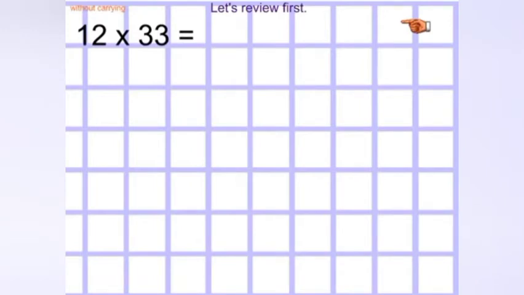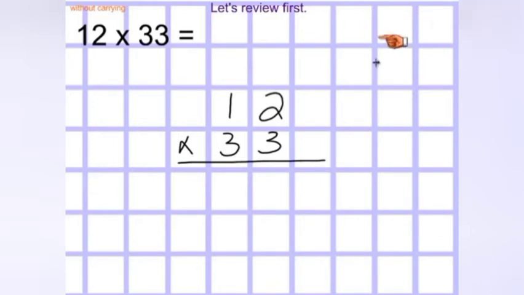I would like you to copy the problem down vertically. 12 times 33. Go ahead and do the first step. By the first step, I mean take that 3 and multiply it times the 12. Please pause the video.